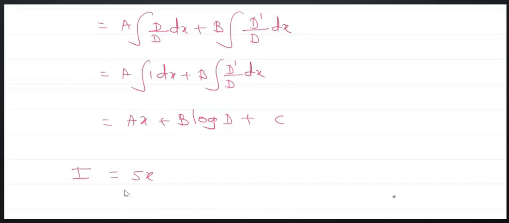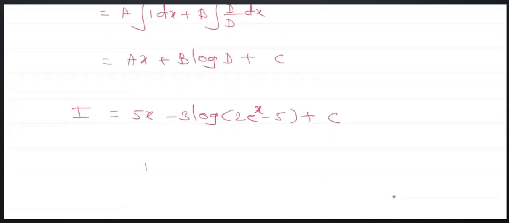That is, I is equal to 5x minus 3 log of D, which is the denominator, that is, 2e^x − 5, plus c, and hence the answer. Therefore, I is equal to 5x minus 3 log of (2e^x − 5) plus c.